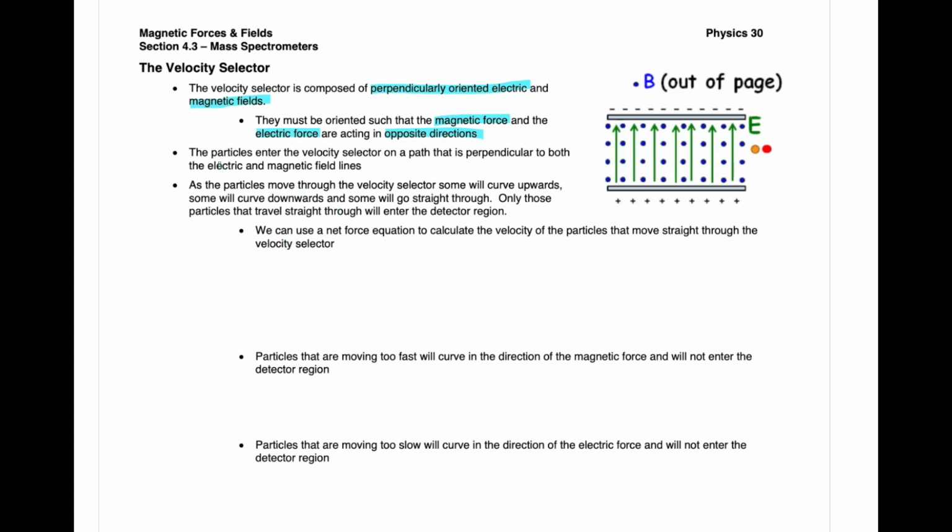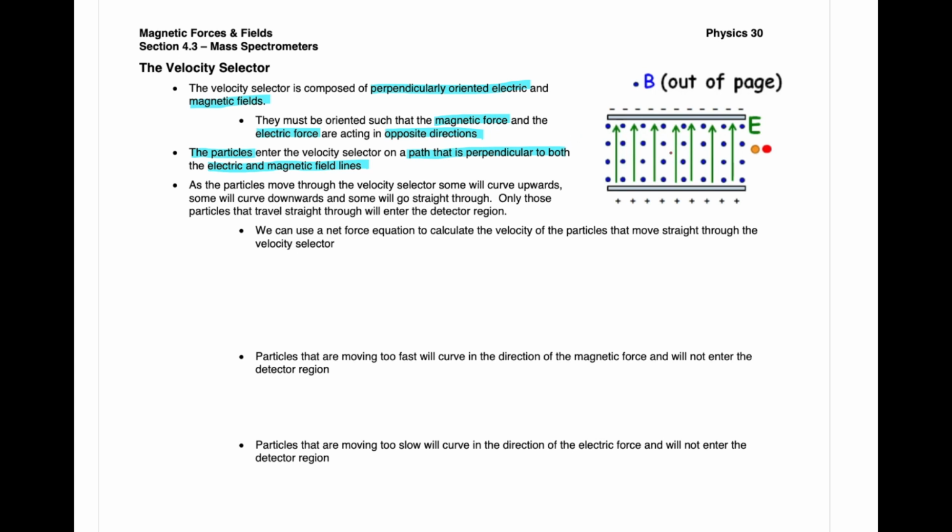Now the last thing then is the path of the particles. And so when the particles enter that velocity selector, they must be on a path that is perpendicular to both that electric and the magnetic field. So the velocity vector, the electric field, or electric force, and the magnetic force, those three things are all going to end up being perpendicular to each other.